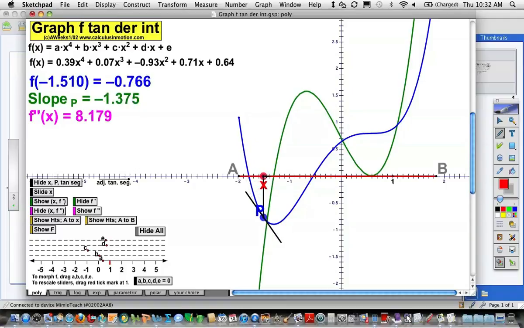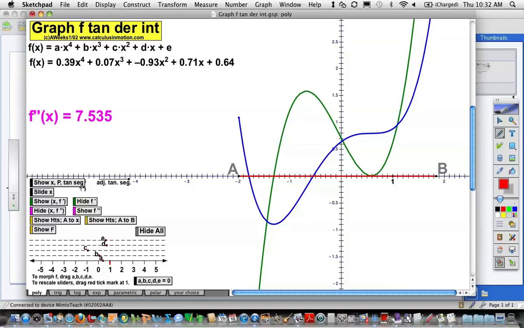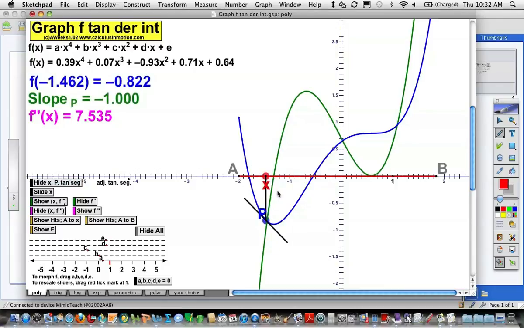All right, so right through here, and let's hide that. Oh, whoops! I got to show X. Darn it! Okay, so right through.